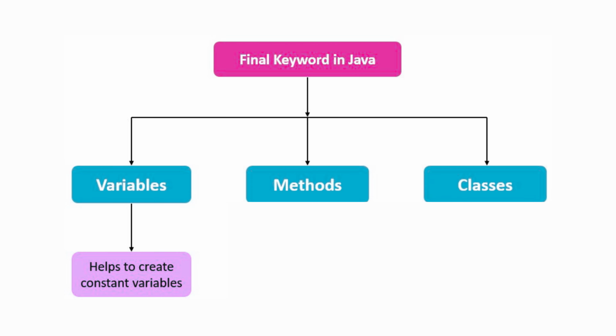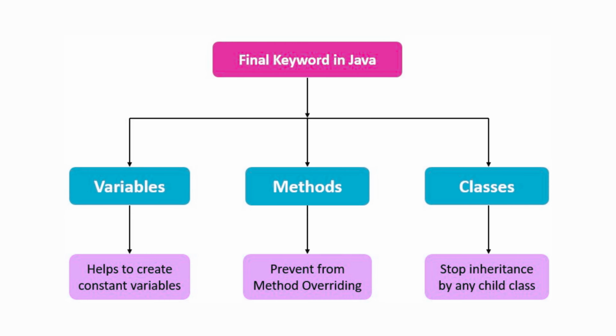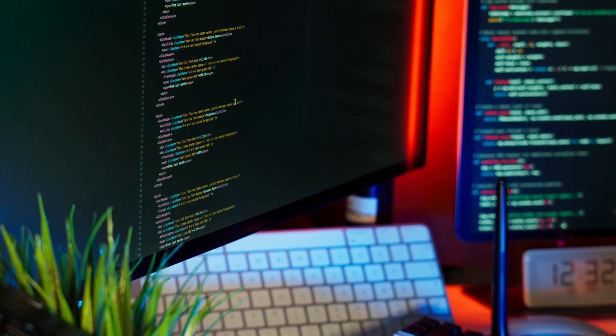A final variable is like a value that can't be changed, it's like a constant. A final method can't be overridden by child classes. A final class can't be inherited. To understand the final keyword, let's write code for a salary cap.